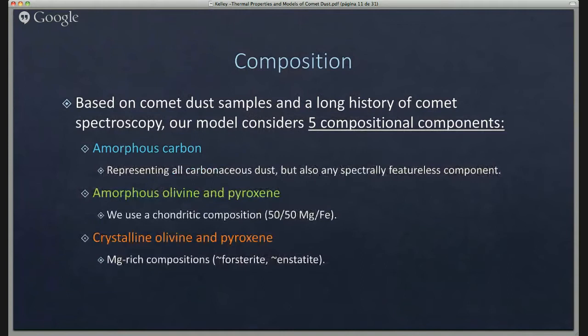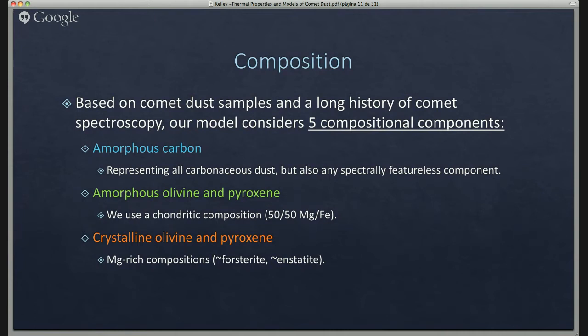So in terms of composition for this dust model, our composition is based on actual dust samples or samples that we think came from comets and a long history of comet spectroscopy. So with that in mind, we have 5 compositional components. I'll try not to say mineralogy because they don't necessarily have to be minerals, but these are representative of particular minerals. So first of all, amorphous carbon. This represents essentially any carbonaceous dust, any kind of carbon-rich dust, anything that is low albedo, spectrally featureless. But it could be other spectrally featureless material. Our model will just absorb that up. That's just a reality we have to live with.